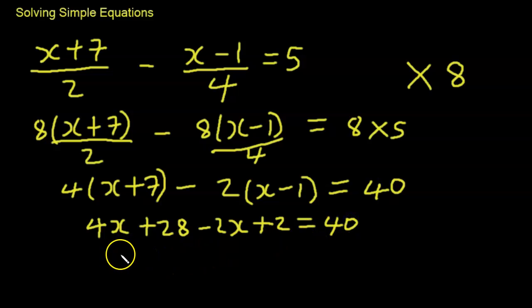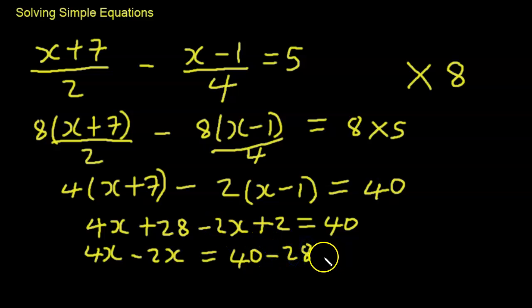Now we can group all the x's on this side. So we bring forward 4x and minus 2x. And over here we bring forward 40. We have 28 and 2 over here, so we need to subtract them. So minus 28 minus 2. Over here they were positive, so minus 28 minus 2 from both sides.